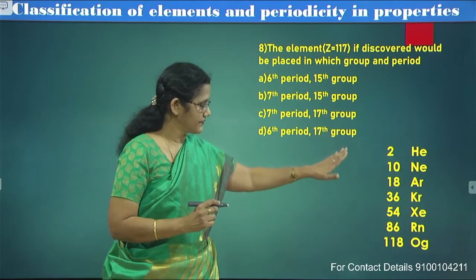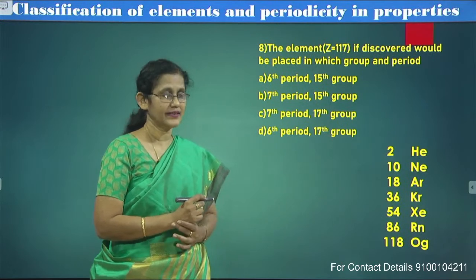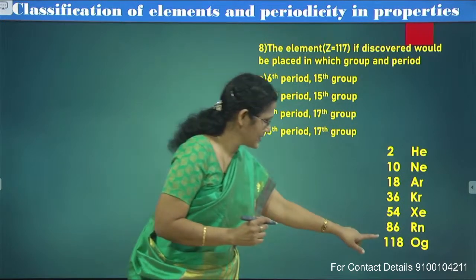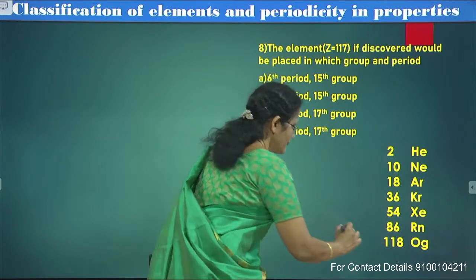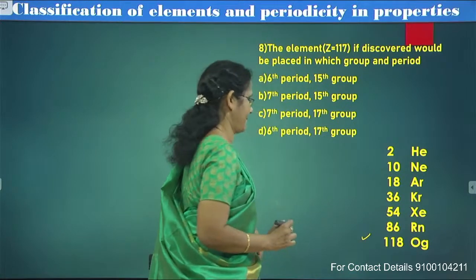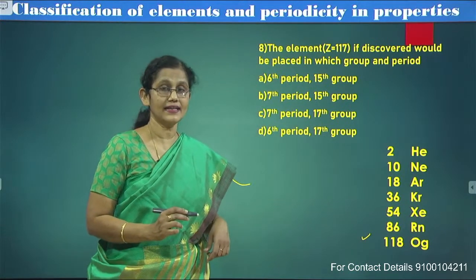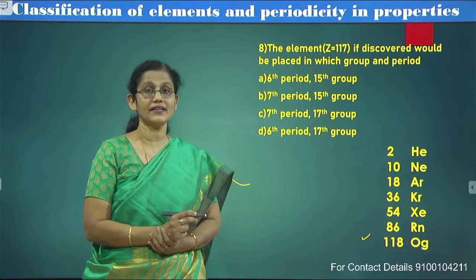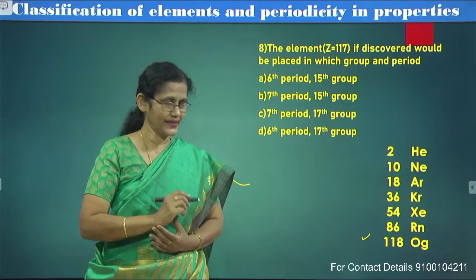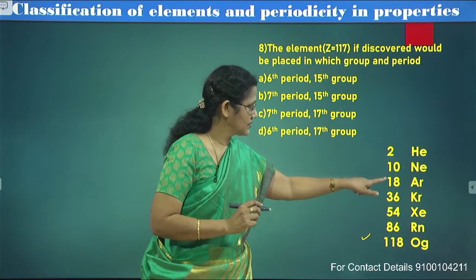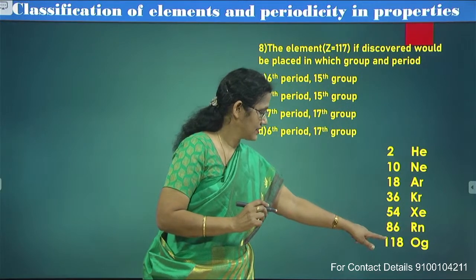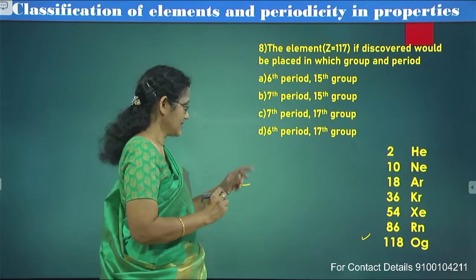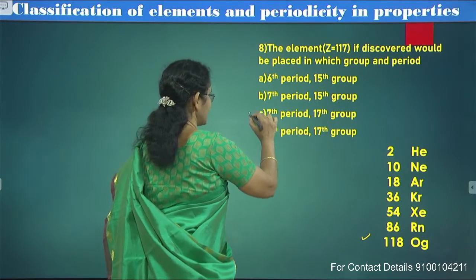So, if you know these atomic numbers, then what is our question? Element 117, and 118 is a noble gas. So, our element should be 117. 118 is a noble gas, 18th group. So, 117 should be in the 17th group. Now, which period will you tell? 1, 2, 3, 4, 5, 6, 7. 7th period and 17th group. Observe here, 7th period and 17th group.